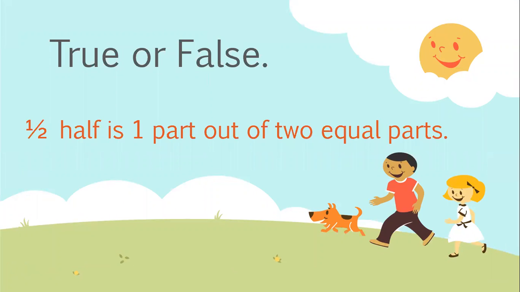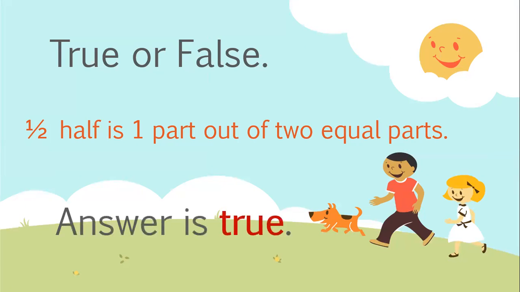True or false? Half is 1 part out of 2 equal parts. If you said true, then you are correct. A half is 1 part out of 2 equal parts.